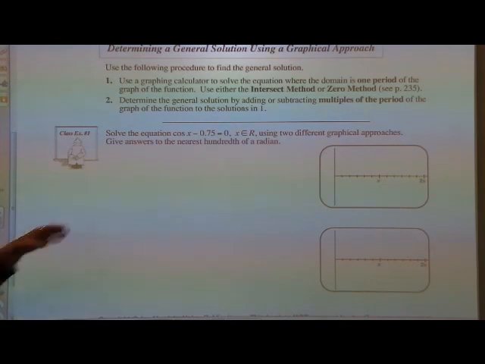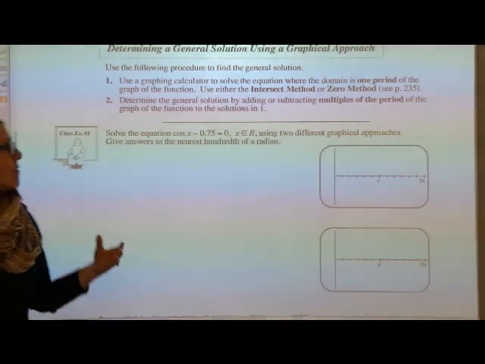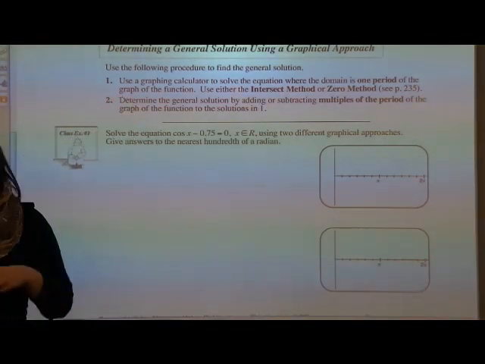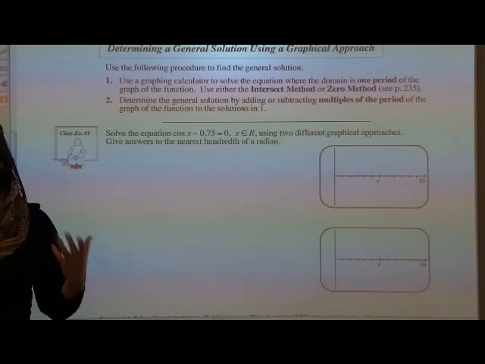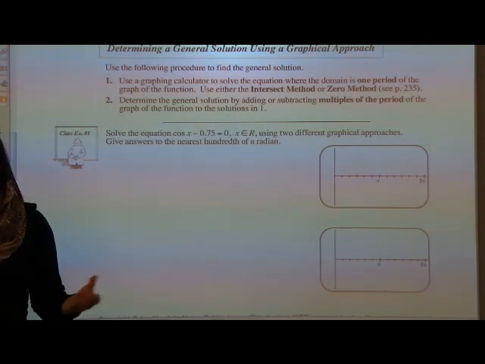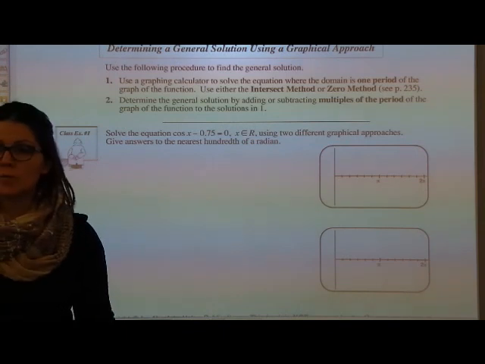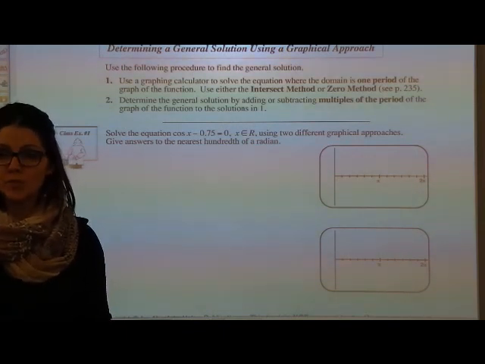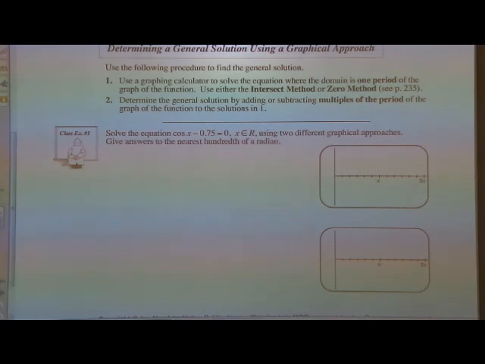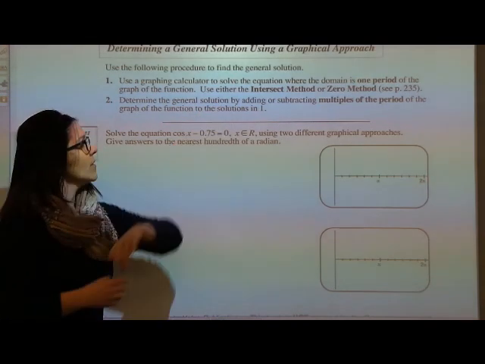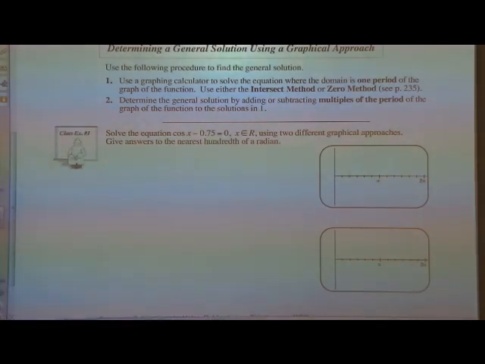So what I can do is I can use the graphing calculator, either the intersect method, which means I have 2 graphs, y1 and y2, or the zero method, which is when I have 1 graph. What you want to do is solve the equation where the domain is 1 period, which for a sine graph is going to be from 0 to 2 pi. A cos graph would be 0 to 2 pi. And if I had a tan graph, what would be one period for a tan graph? 0 to pi. And then what I do is determine the general solution by adding multiples of that period to the solution I got in step 1.